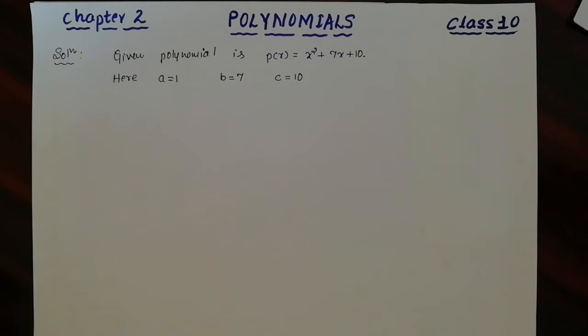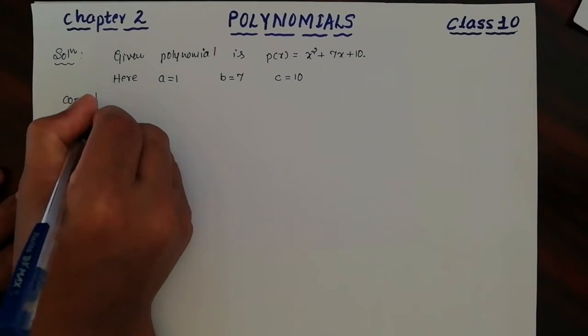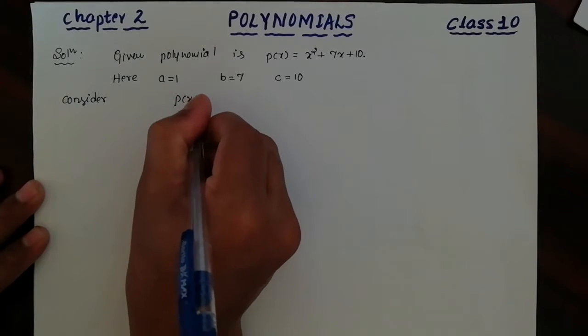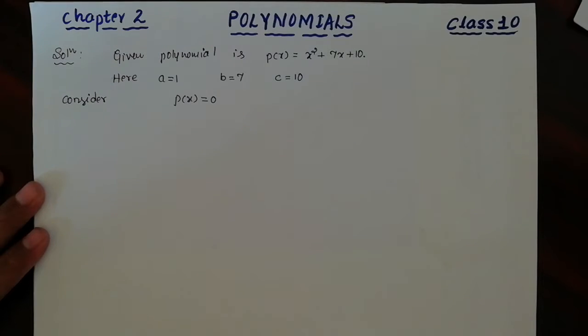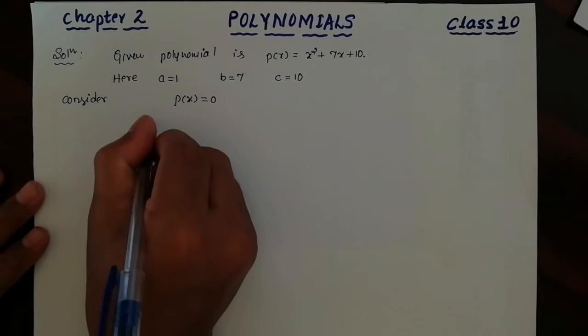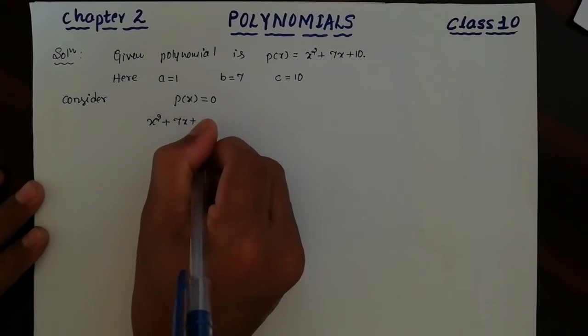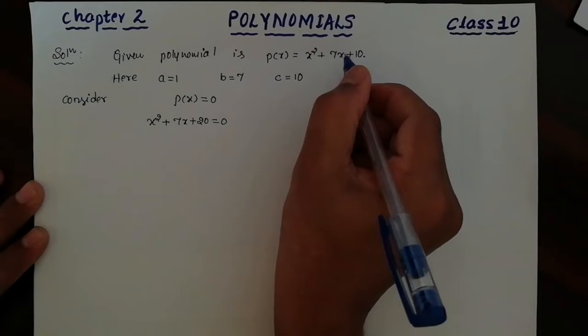After this I'm going to consider like this. Write: consider p of x is equal to 0, means I'm going to equate the polynomial to 0. Now look here, it will become x square plus 7x plus 20 is equal to 0, because p of x is like this.